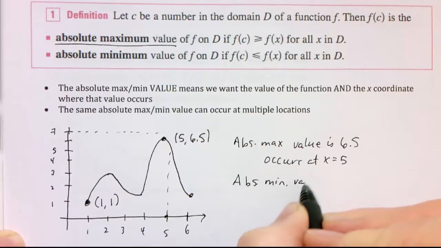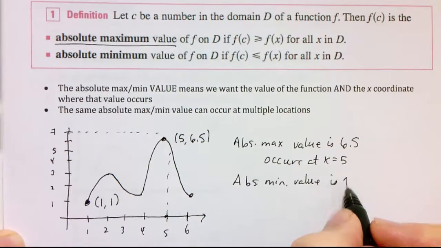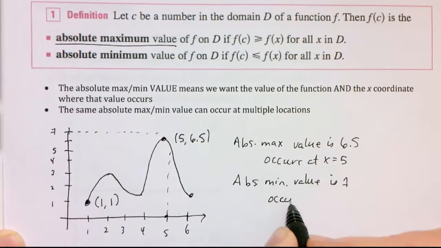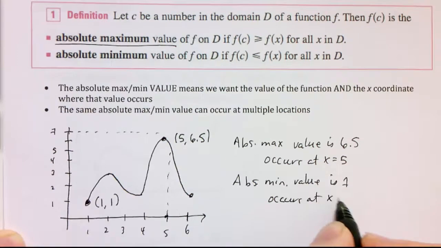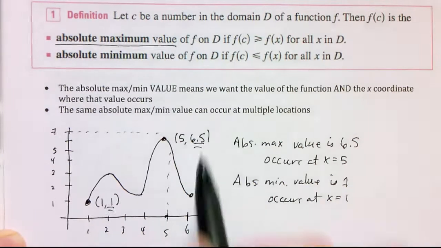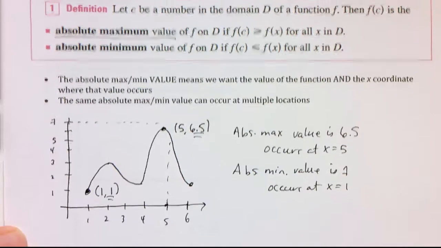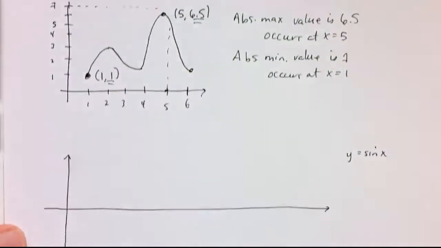So there are two things going on here. We want the absolute max and min value of the function. That means we're interested in the y value. Okay. What the function values are, the y coordinate. We're also interested in where that occurs, right? So it can occur at more than one place.